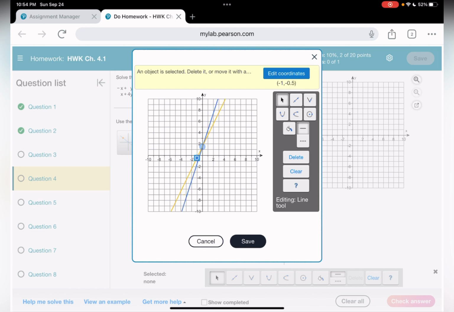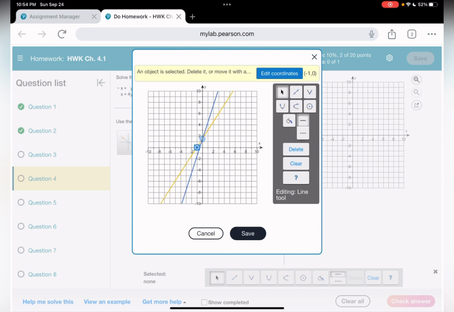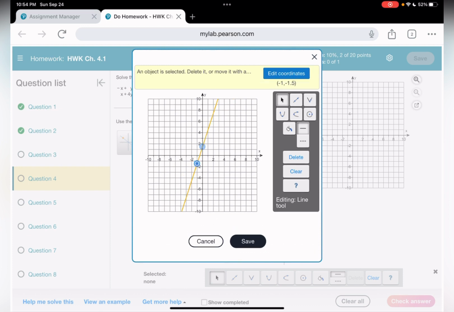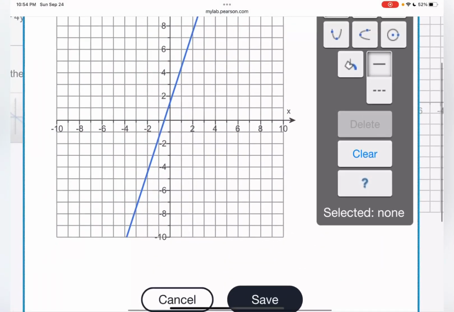No. No. It's jumping up and down. It's not going. I'm going to try one more time.